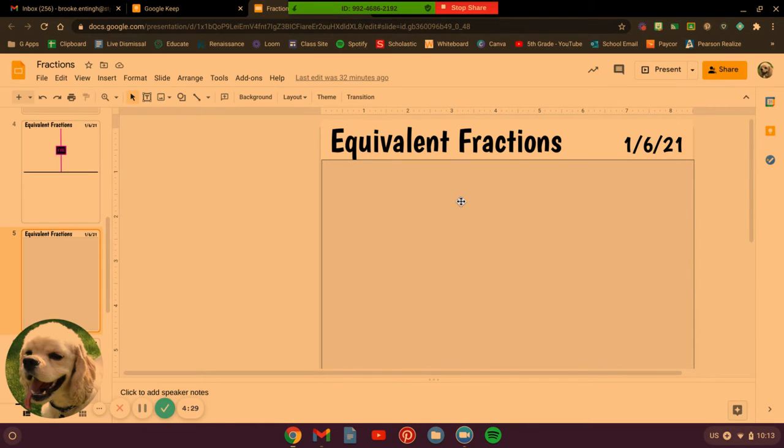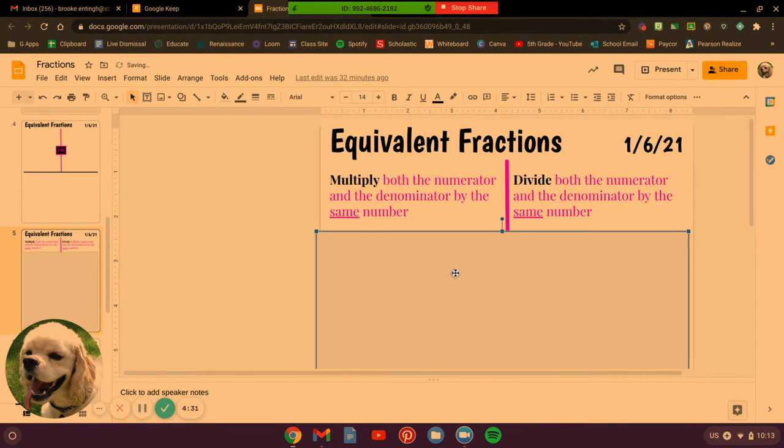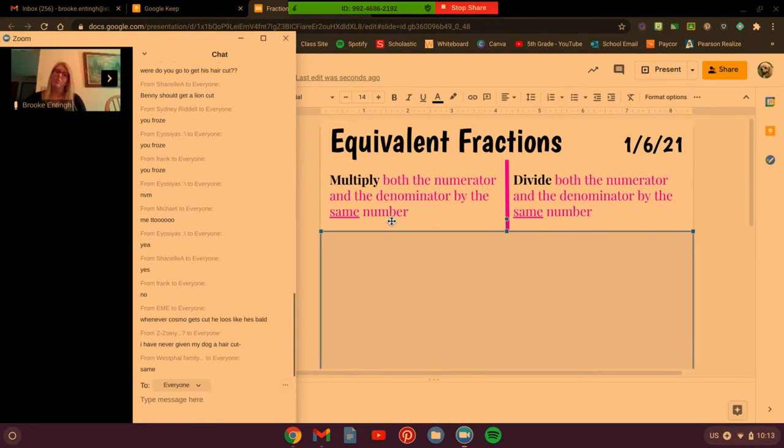Okay, so we're first going to start the top half. And what you're going to do, why don't you guys just start with these two things. So at the top, in the top half, the left side, there are two ways we can find equivalent fractions. The first one is by multiplying. The second one is by dividing. So on the left side, you're going to write these notes for multiplying. And on the right side, you're going to write the notes for dividing.